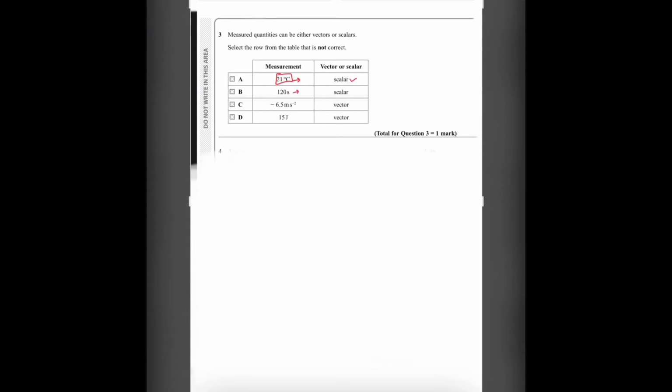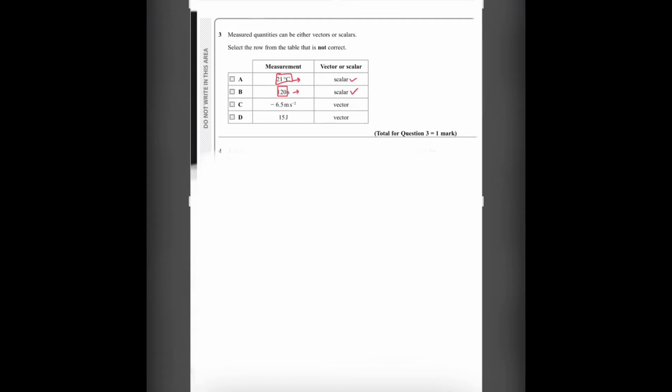Second one is time. So time does not have any direction, right? It has a magnitude. The magnitude is 120. So a magnitude is basically any value. So it has magnitude but does not have any direction. So it is a scalar quantity.